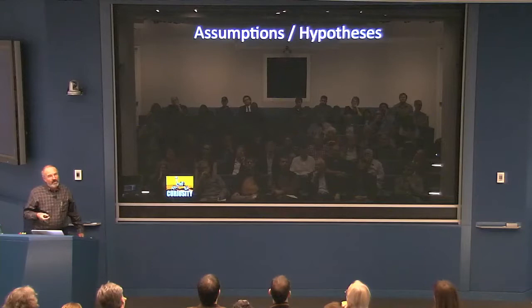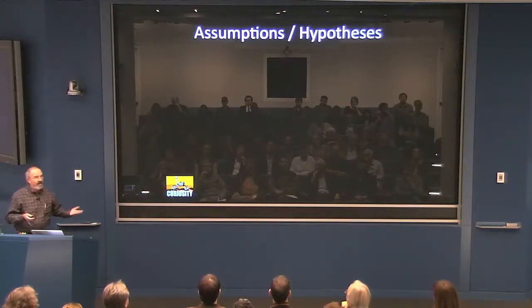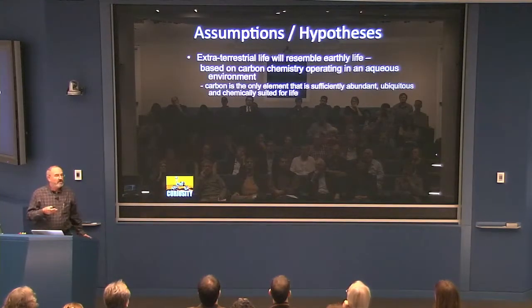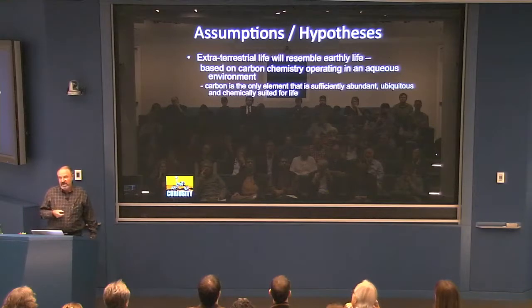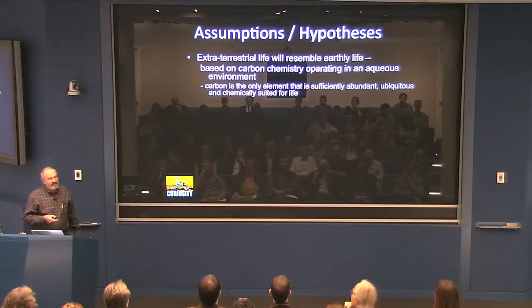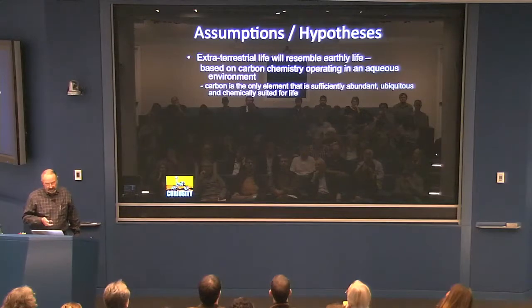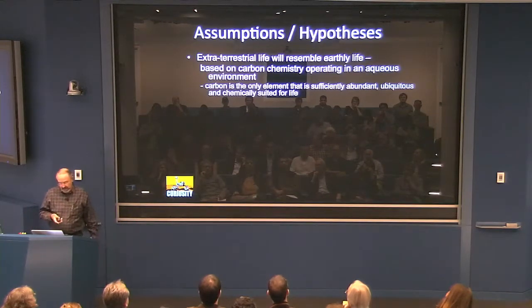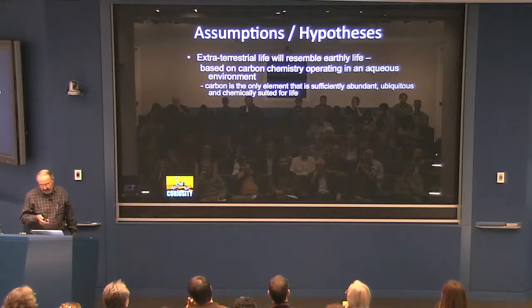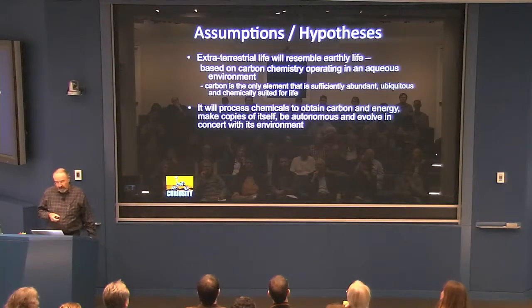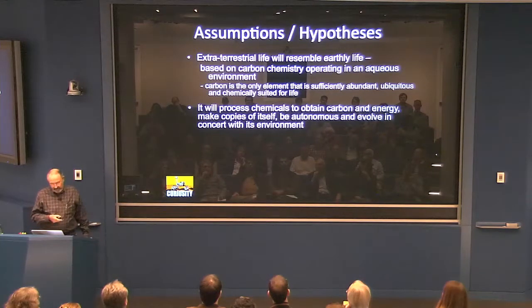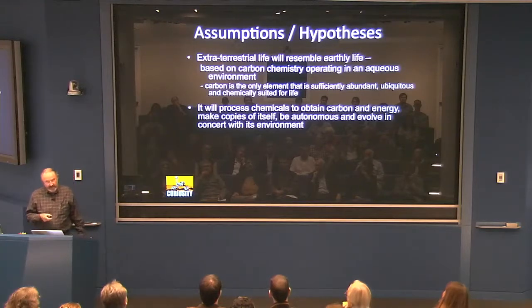So if we're evaluating habitability, we need to have a starting point, and that's certain assumptions and hypotheses. And the first one would be that extraterrestrial life will resemble earthly life, because it'll be based on carbon chemistry and it will operate in an aqueous environment, because carbon's the only element we think is chemically suitable and ubiquitous and abundant in the universe. Life will process chemicals to obtain its carbon and energy. It will make copies of itself. It will be autonomous, and it will evolve in concert with its environment.